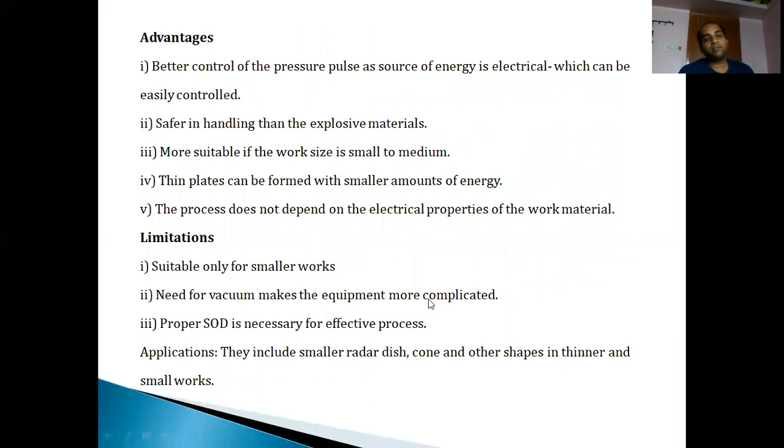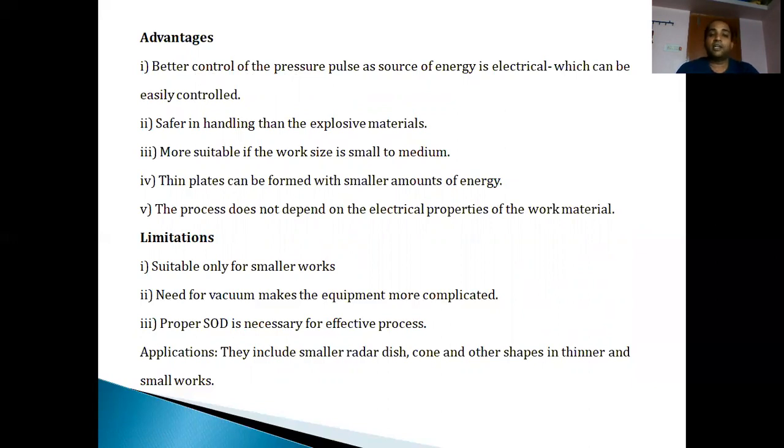So it also has some advantages. What are the advantages if you observe when compared to this one? Better control of the pressure. Why is the pressure better controlled? In the previous cases, once the explosion is done, you don't know how much energy is generated.